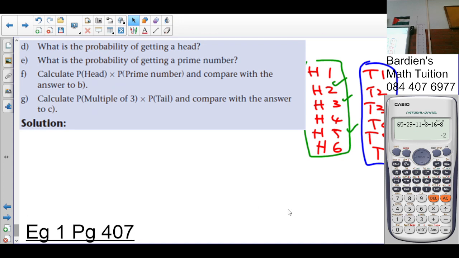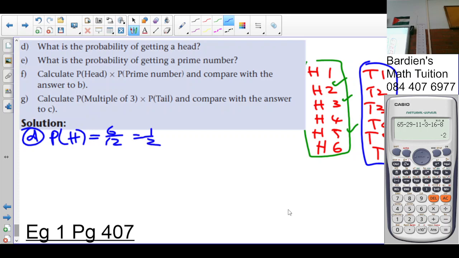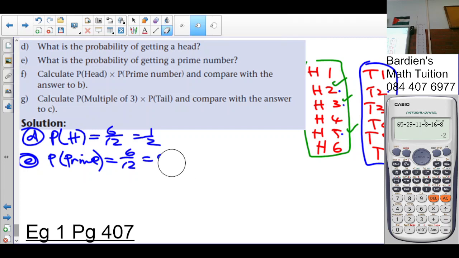in D, what's the probability of getting a heads? So what's the probability of getting a heads? 6 out of 12, which is half. I can write that as 0.5 or I can write it as 50%. It's the same thing. Let's look at E. What's the probability of getting a prime number? So how many primes are there? H2, H3, H5, T2, T3, T5. So it's going to give you 6 out of 12, which is also 50%, 0.5 or 1 over 2. You guys understand?